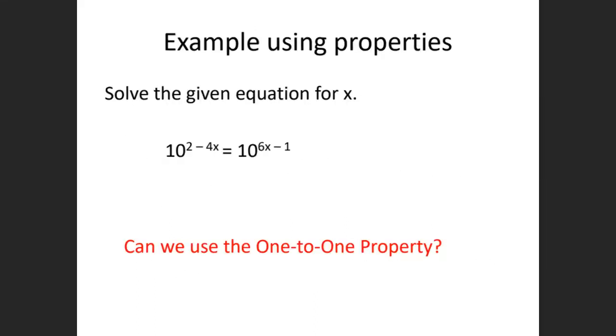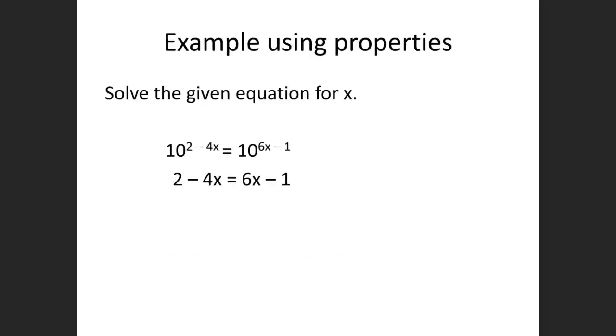Okay, let's solve this equation: 10 to the power 2 minus 4x is equal to 10 to the power 6x minus 1. Can we use the one-to-one property? The answer is yes, because I have two exponential expressions that have the same base. And for these two expressions to be equal, their exponents have to be equal.